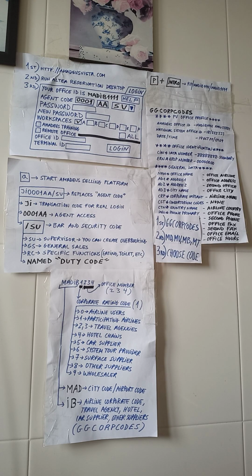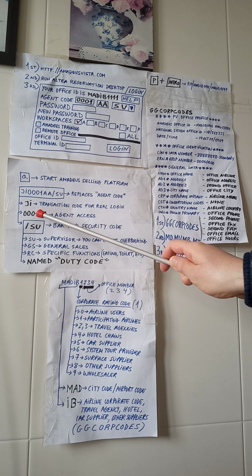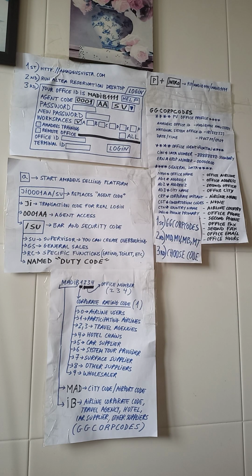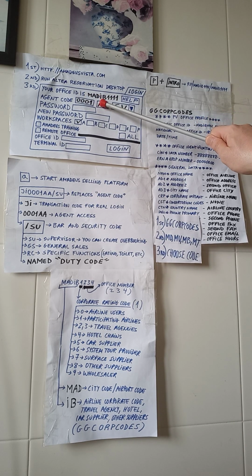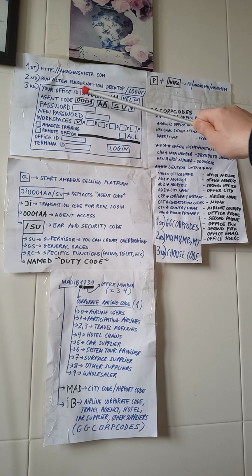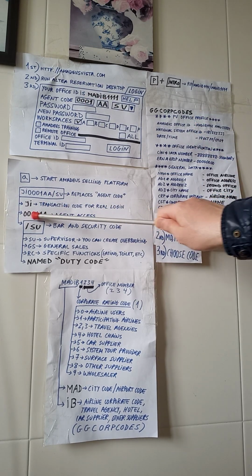The transactional mode is accessed by tapping on a Start Amadeus selling platform. JI is used to initiate the login transaction code for real login. 0001AA, the agent access, replaces the first two squares we have seen on the login folio of the graphical mode. These two are the same, okay?